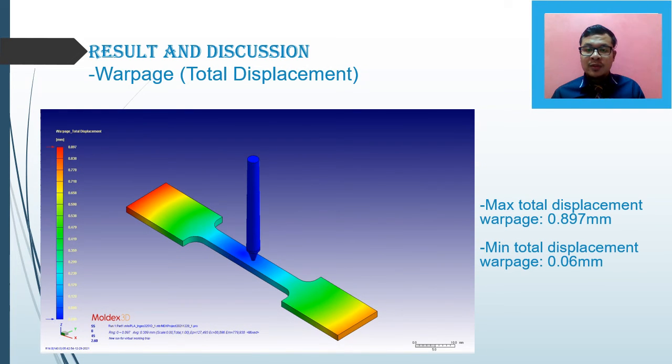For the total displacement warpage, the maximum total displacement warpage value is 0.897 mm, happening at the end of the dog bone, while the minimum total displacement warpage value is 0.06 mm, happening in the middle of the dog bone. The result reveals that the displacement result on the component determines the distance a node has moved from its initial location.